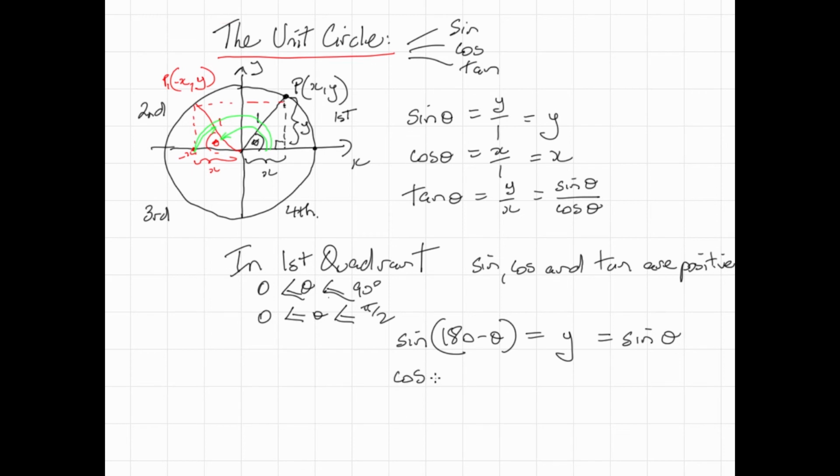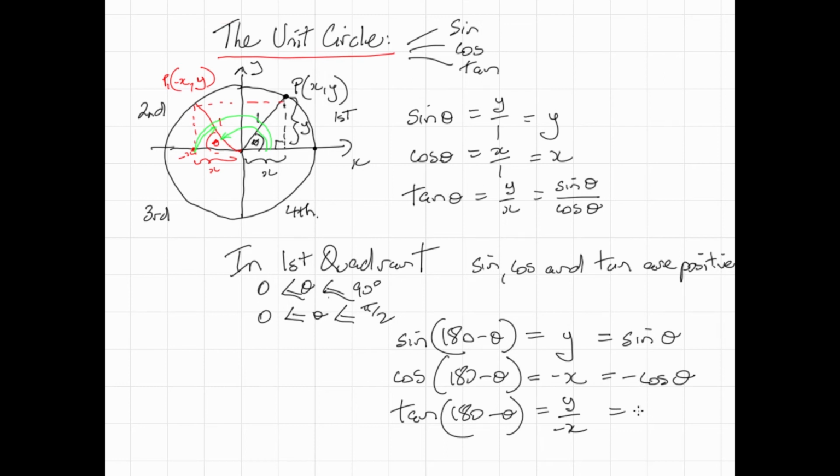The cos of 180 minus theta, now 180 minus theta is all the way back there. And we've said that the cos is just equal to the x value. Now the x value will be negative x. So that's equal to negative cos theta. And the tan of 180 minus theta is equal to the sine value, which is y, over negative x. Now y over negative x is negative tan theta.